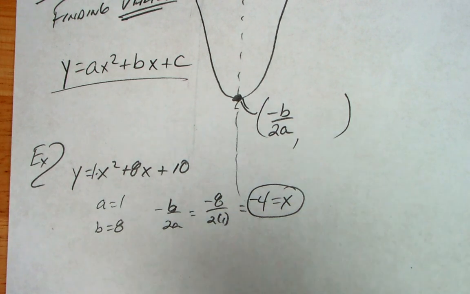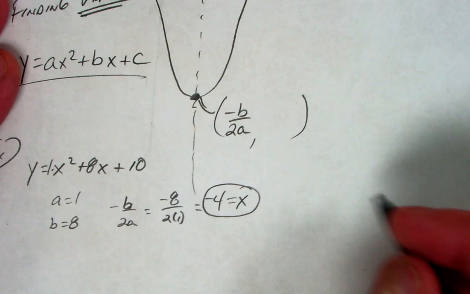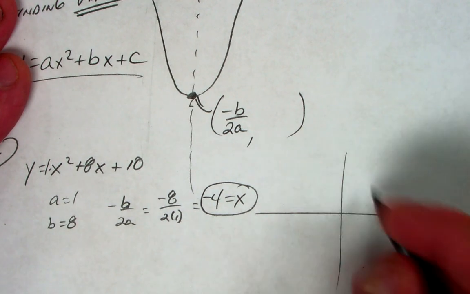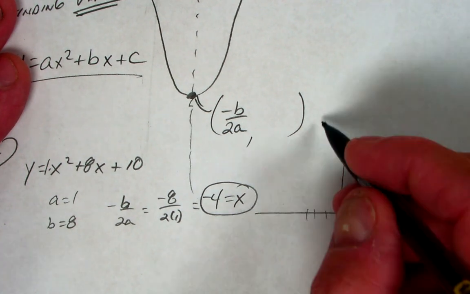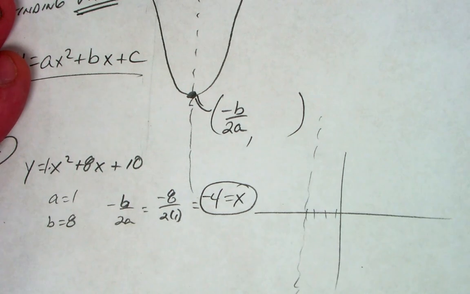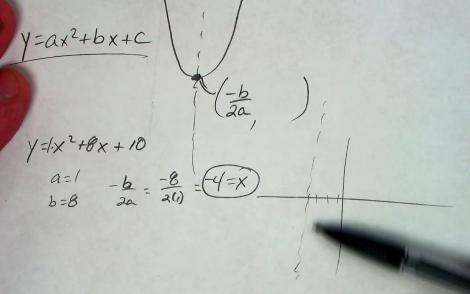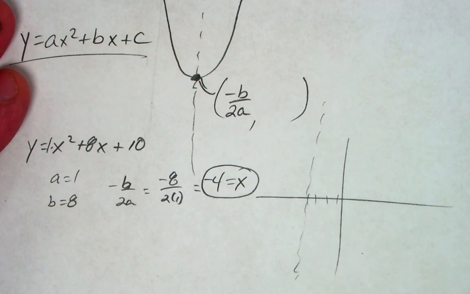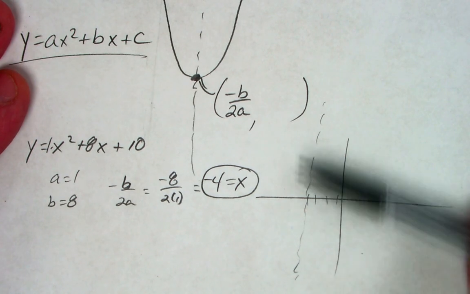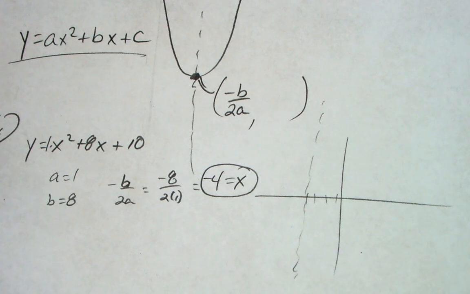Okay? You don't have to graph this. Don't graph this necessarily. I just want to give you guys some visual as to what's going on. So what I've determined is that the vertex is somewhere on that line. I don't know how high it is. I just know it's somewhere on that line. Okay?